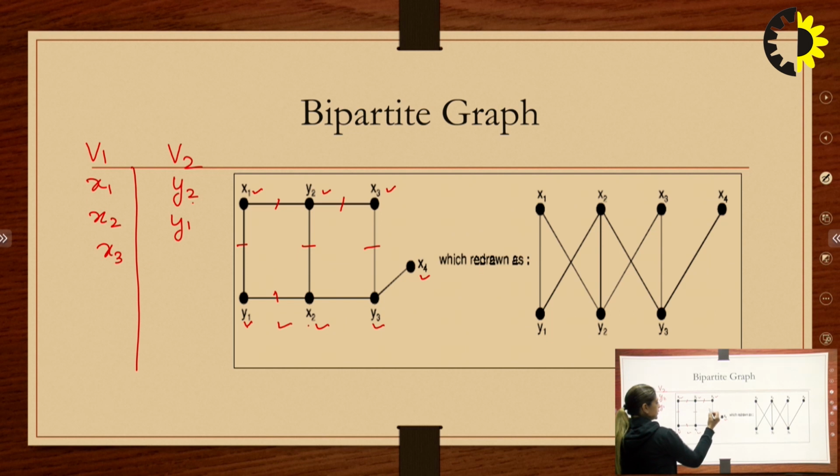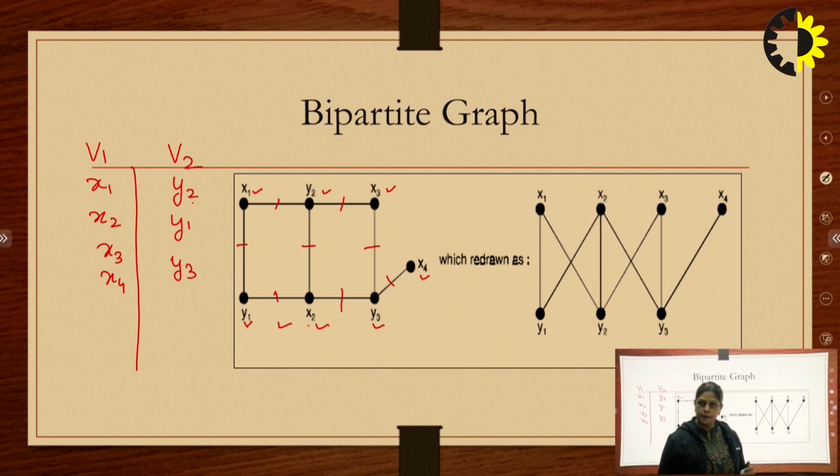Now for this edge, x3 is in this set, then y3 should be in this set, right? This edge, x2 is in this, then y3 should be here. It's already there. No need to write again. Then this edge, y3 is here, then x4 should be here. Now for every edge, we are able to partition the vertices, right? That means it is a bipartite graph.